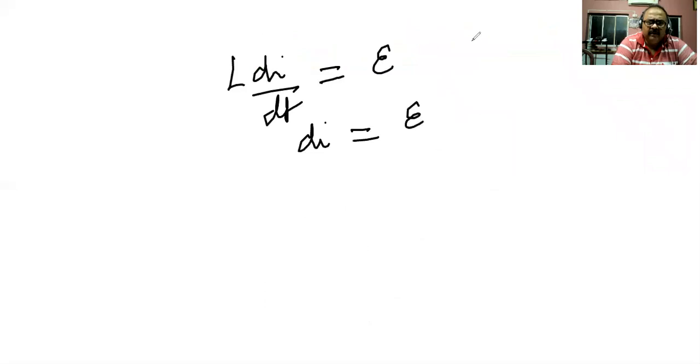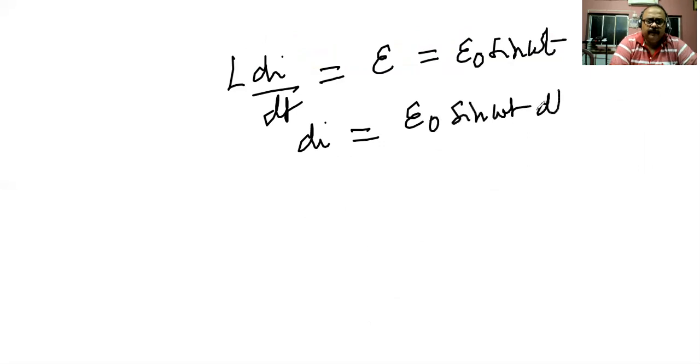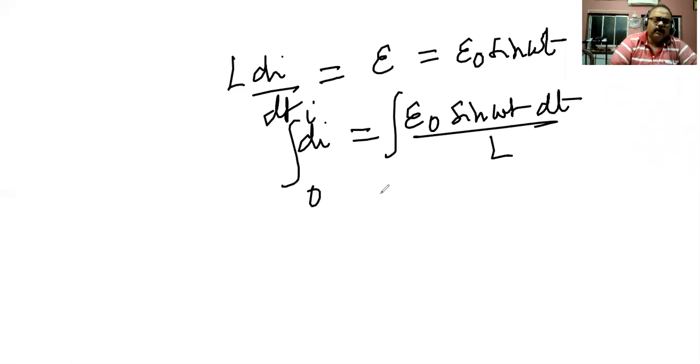And what is E, children? E is equal to E naught sine of omega t. So this is equal to E naught sine of omega t into dt divided by L. So we integrate both sides. If I integrate both sides, what shall I get? Let me not put the limit over here, so you can just understand. If I don't put the limit, I will see the constant also.